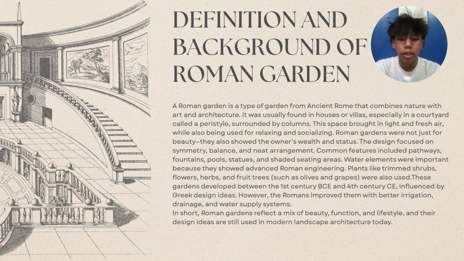First of all, definition and background. A Roman garden is a garden from ancient Rome that combined nature with art and architecture. It was usually found in houses or villas, especially in a courtyard called a peristyle, which is surrounded by columns. These gardens were not only for beauty, but also showed the owner's wealth and status. The design focused on symmetry, balance, and neat arrangement, with features like pathways, fountains, statues, and plants. Overall, the Roman garden combines beauty, function, and lifestyle, and still influences modern garden design today.